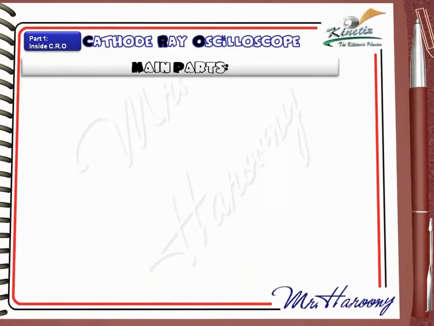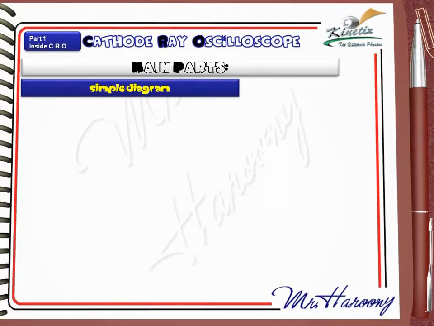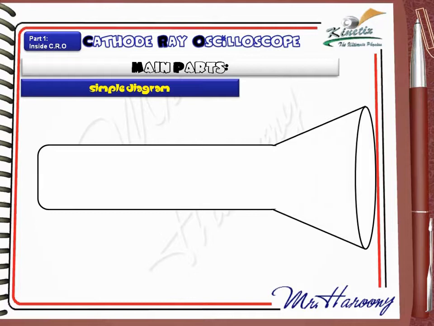In this part, we will learn how to draw a labeled diagram of the CRO. First, you must draw this shape that will indicate the vacuum tube that encloses most of the parts. Starting from the left, the cathode is drawn as a basic cylindrical shape. The heater or the filament with its supply are drawn as a circuit behind the cathode.